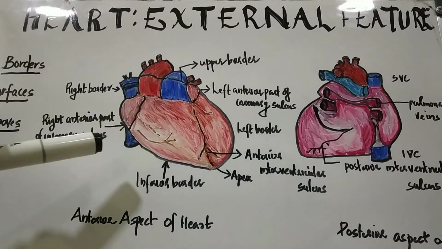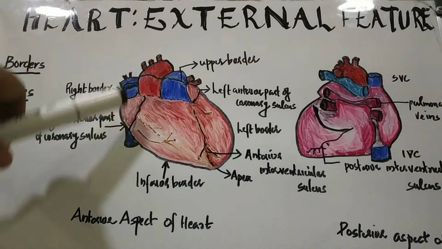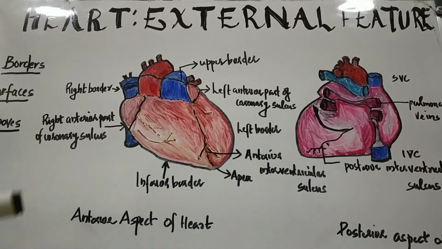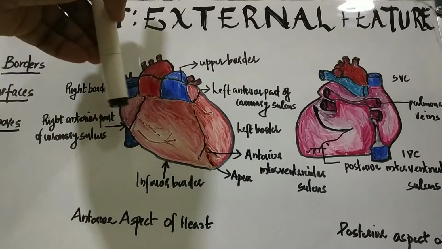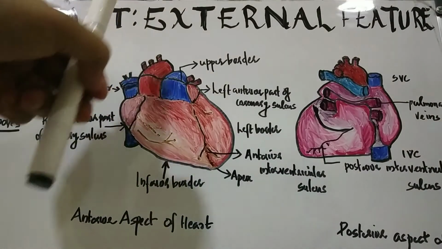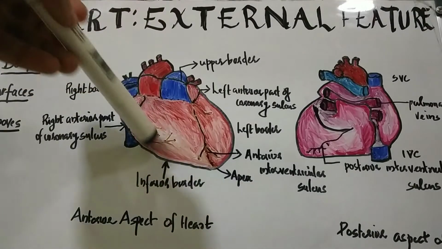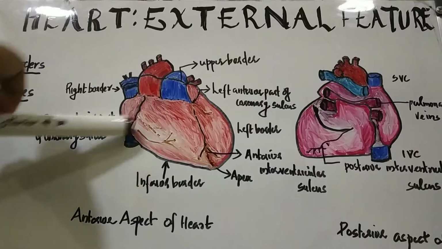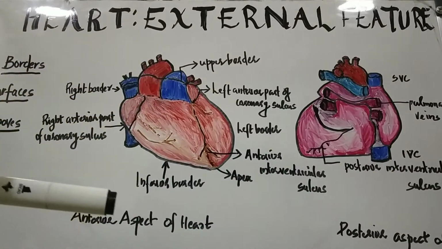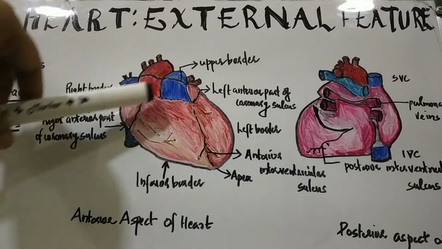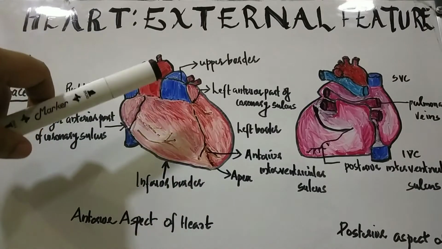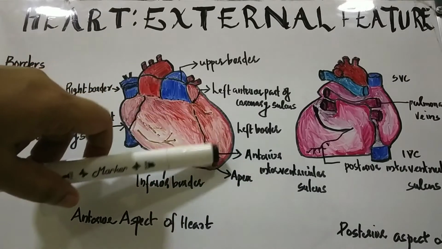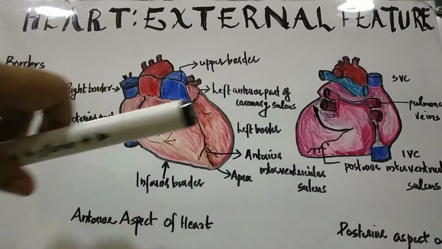Next is the right border. The right border extends from the superior vena cava to the inferior vena cava, and it is formed by the right atrium. Next is the inferior border. The inferior border extends from the inferior vena cava to the apex of the heart. Most of the inferior border is formed by the right ventricle and only partly by the left ventricle at the apex of the heart.